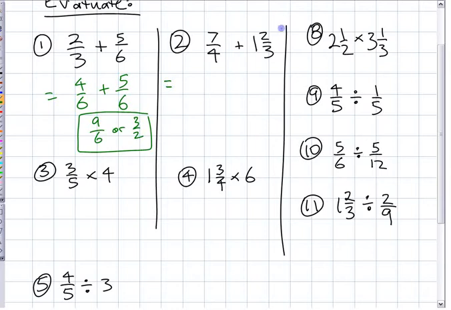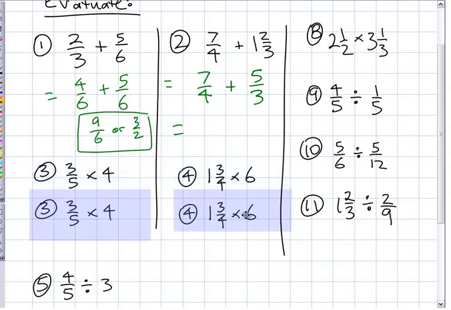Guys, the best strategy is to change any mixed numbers into improper fractions. Sometimes you can answer the questions while they're in mixed numbers, but it's easier if you do them as improper fractions. So I would change this one to 7/4 plus 5/3. You need to make a common denominator when you're adding fractions.